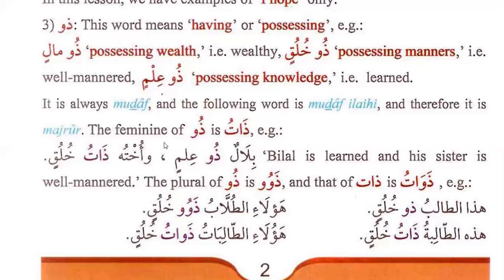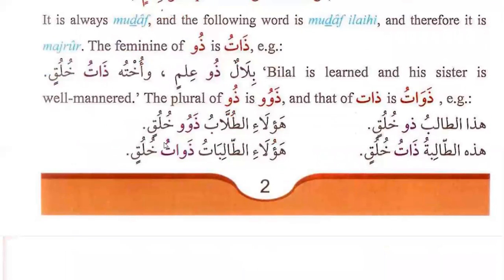The feminine of zu is zatu. Example: Bilal zu ilm wa ukhtuhu zatu khulukin. Bilal is learned and his sister is well mannered. The plural of zu is zawu, and that of zatu is zawatu.